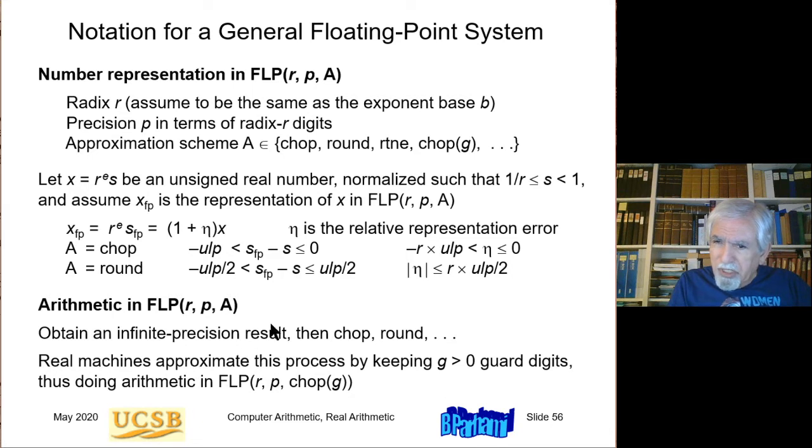Now, on real machines, of course, it's impractical to keep infinite precision during the computations. So real machines approximate this process by keeping a number of guard digits. G in our notation is the number of guard digits. So if we keep 2 guard digits, it means we do all the intermediate calculations with 2 extra digits. And then at the end, we chop the result to the appropriate width.